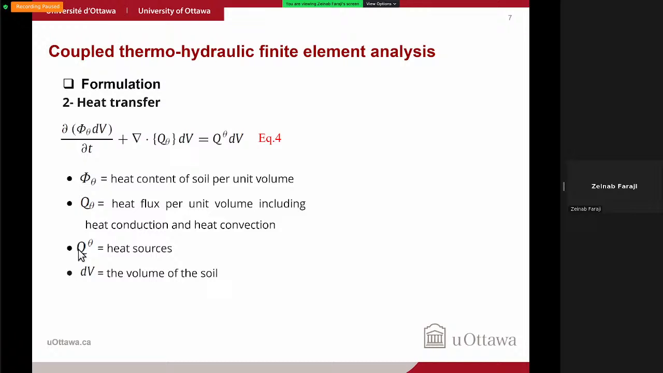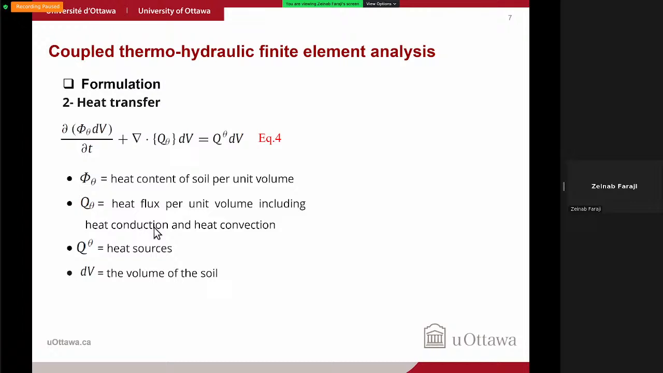In a fully saturated soil, heat transfer modes are conduction, convection, and radiation. The effect of radiation in comparison to conduction and convection is negligible, so it is not considered in this formulation. Here we're just talking about conduction and convection and their impact on an open loop system. Due to the law of conservation of energy, the heat transfer equation can be expressed as equation number 4.